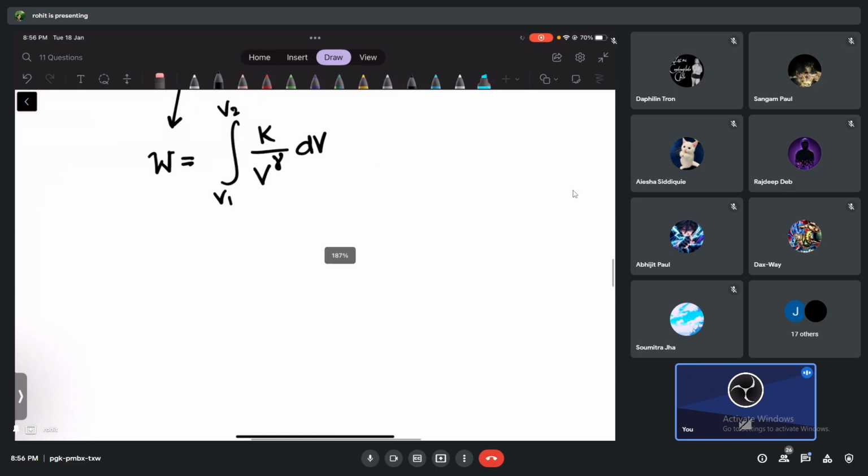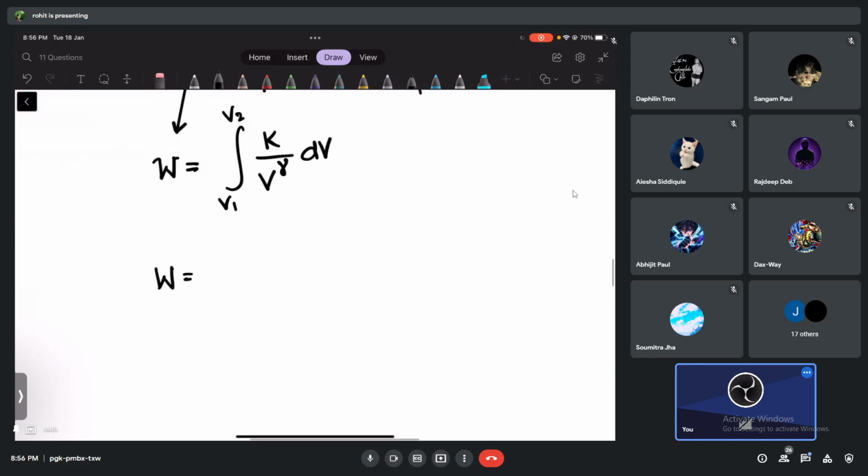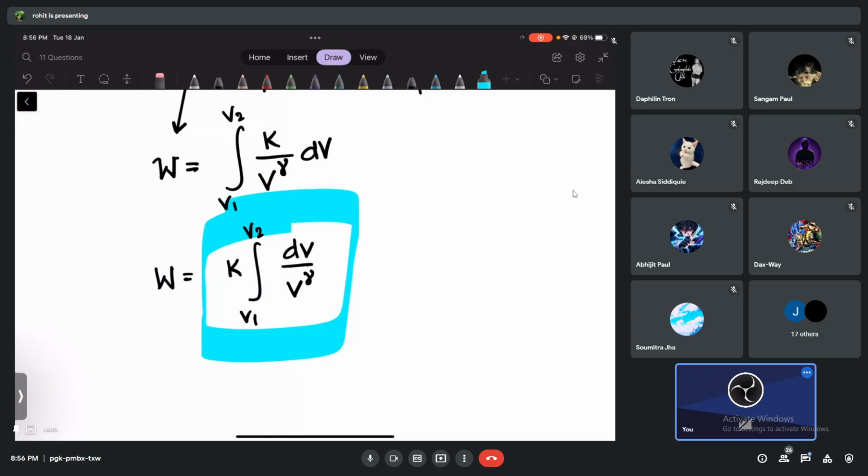Now you tell me, can I take the K outside or not, guys? Yes, K is outside. So I can write V1, V2, then dV over V to the power gamma. Now we need to integrate this part. So how to do it?